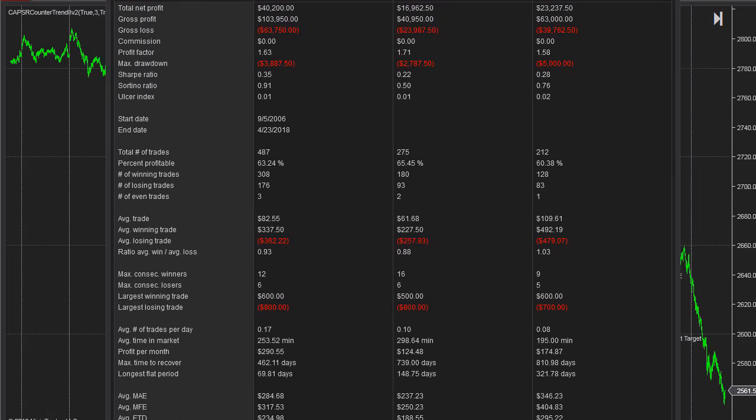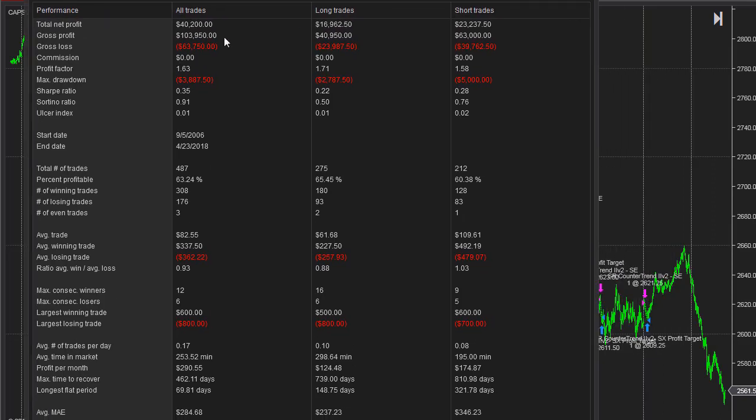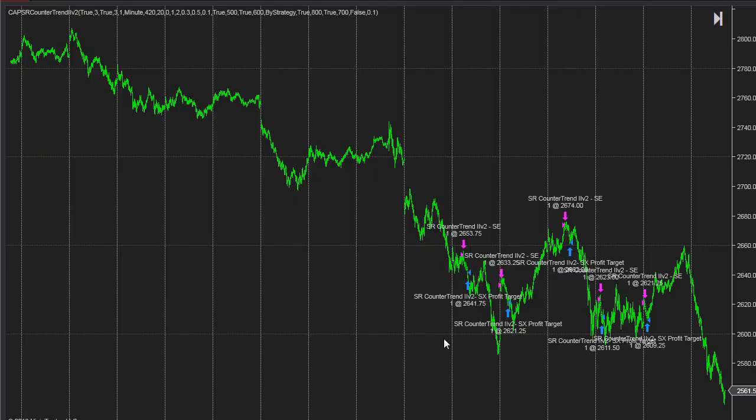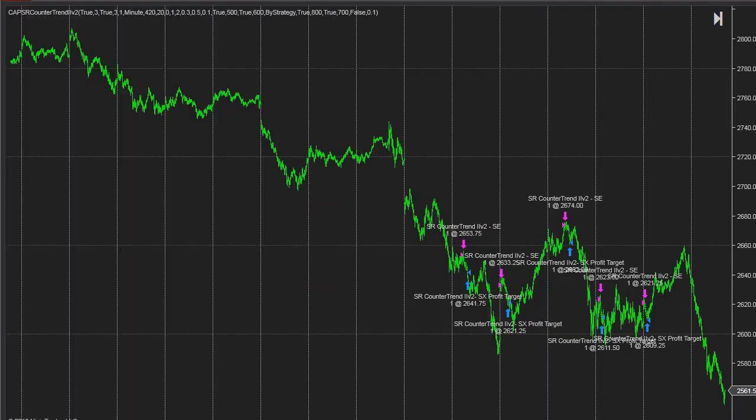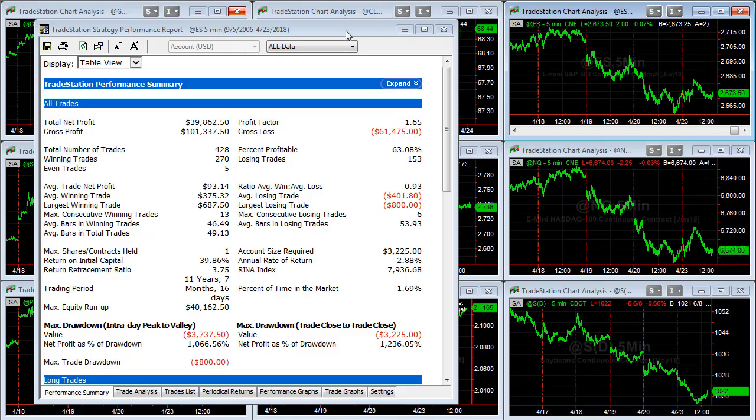I don't think the trade date starts at the same time exactly, but you get close to the same numbers. You get 40,200 total net profit, 23,237.50 on the short side, 109.61 on the short side. So very similar results on the E-mini S&P, especially on the short side. So that is what I wanted to show you on the E-mini S&P that was so interesting to me and really stood out.